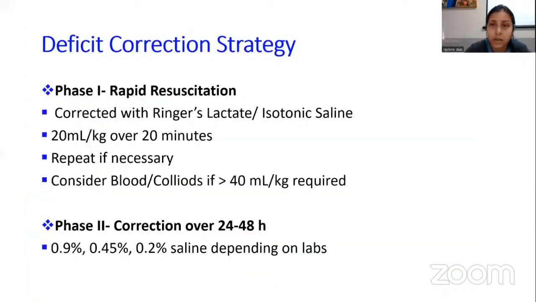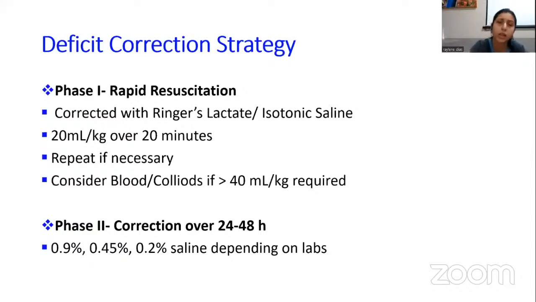Now, how do we correct this deficit? There is a rapid phase, which is phase 1, and there is a slow phase. In the rapid phase, you correct it with an isotonic solution. You can use either Ringer's lactate or isotonic saline. You give a bolus of 20 ml per kg over 20 minutes. You can give up to 2 boluses. If further boluses are needed, then you should switch over to blood or colloids.